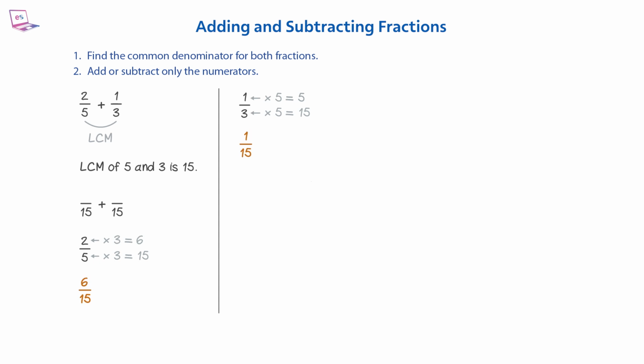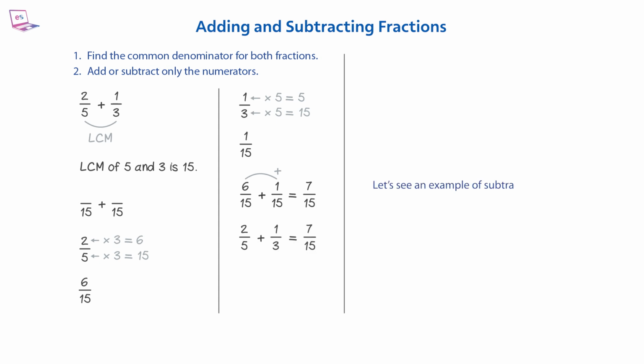Now, let's add the two fractions with the new numerators 6/15 and 5/15. Since the denominators are equal, we just add the numerators. 6 plus 5 equals 11, and the fraction becomes 11/15. 2/5 plus 1/3 equals 11/15.